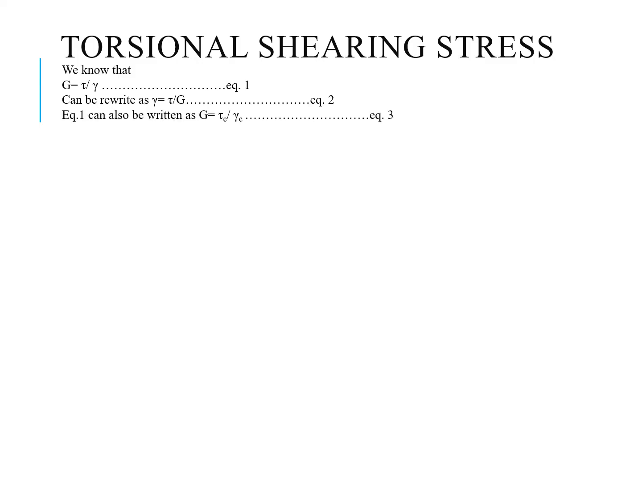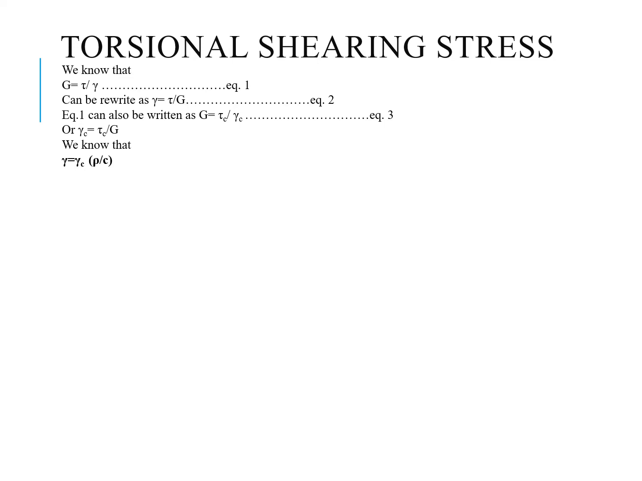We will move toward another segment of the torsion formula. It is about torsional shearing stress. We know that in shearing stress G is equal to tau over gamma, and it can be written as gamma is equal to tau over G. Similarly, G is the ratio between stress and strain. So if we are talking about maximum stress like tau_c, then it will be between tau_c and gamma_c, where gamma_c is the maximum strain.